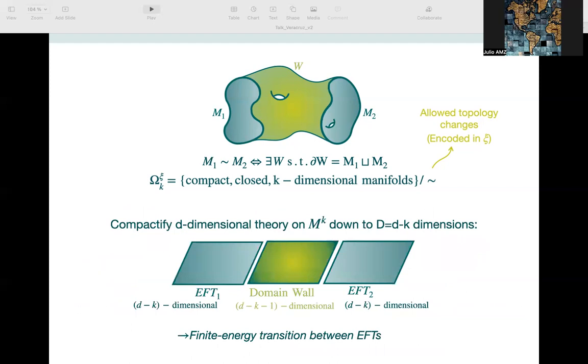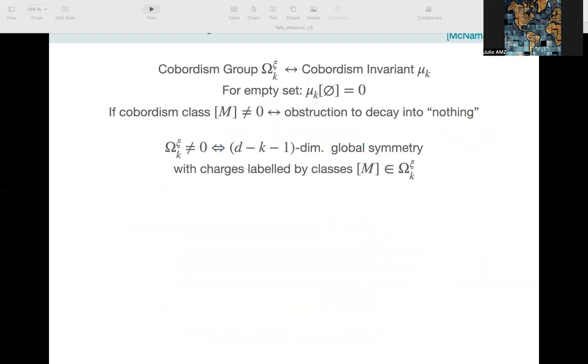And how is this now relevant for quantum gravity, let's say? So we start again with a d-dimensional theory, and then we compactify this theory down to d minus k dimensions. And we get EFT1 here, EFT2 by compactifying on the second manifold, and there is some domain wall interpolating between these two theories. So it means that when these two manifolds are cobordant to each other, then we have a finite energy transition between these effective field theories.